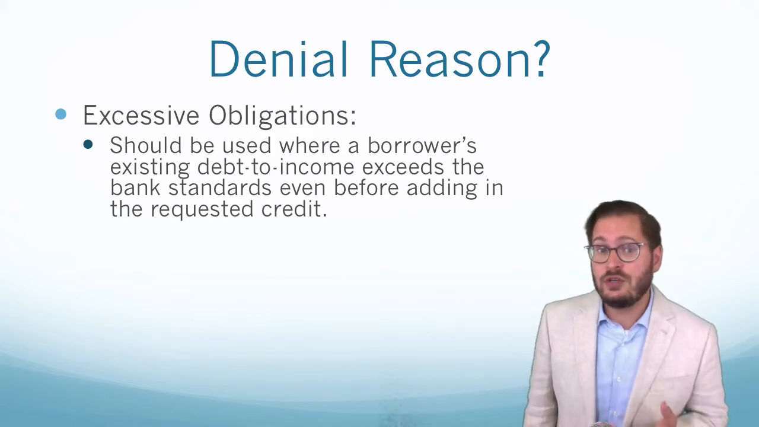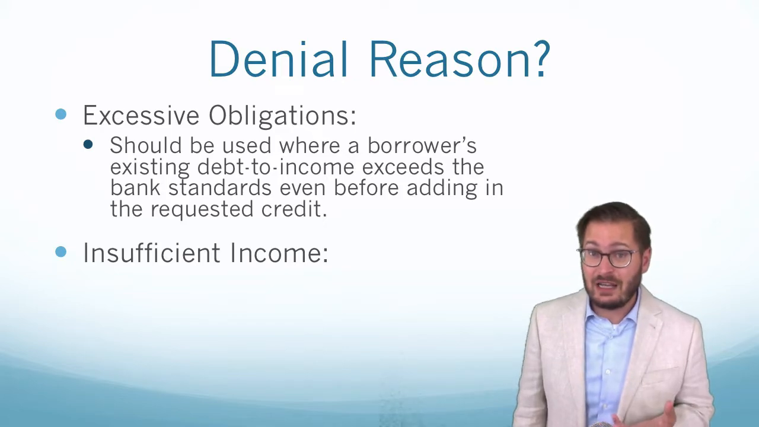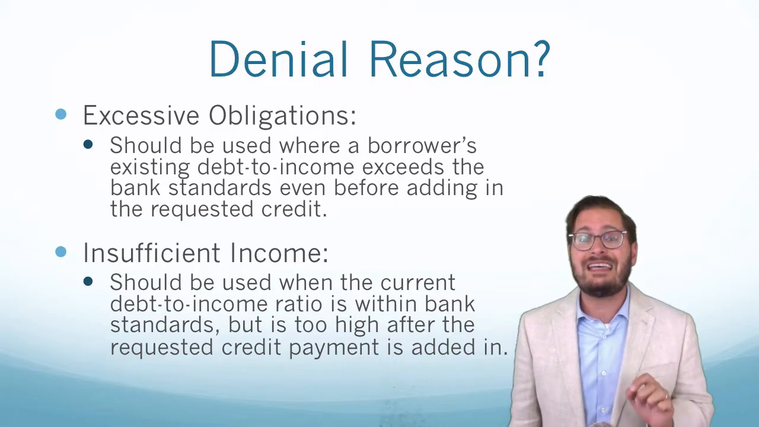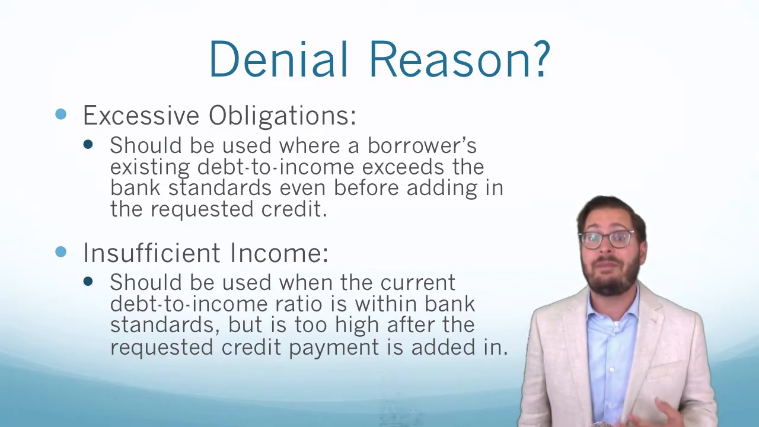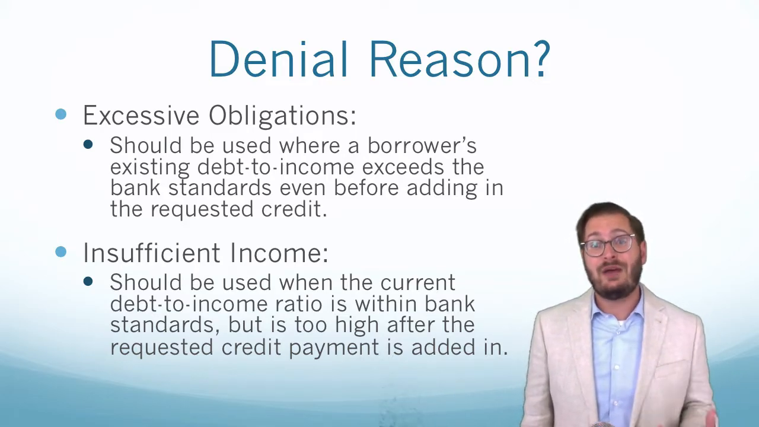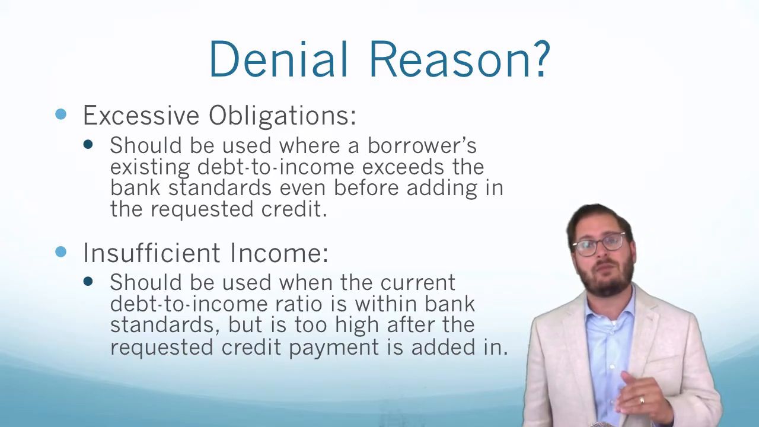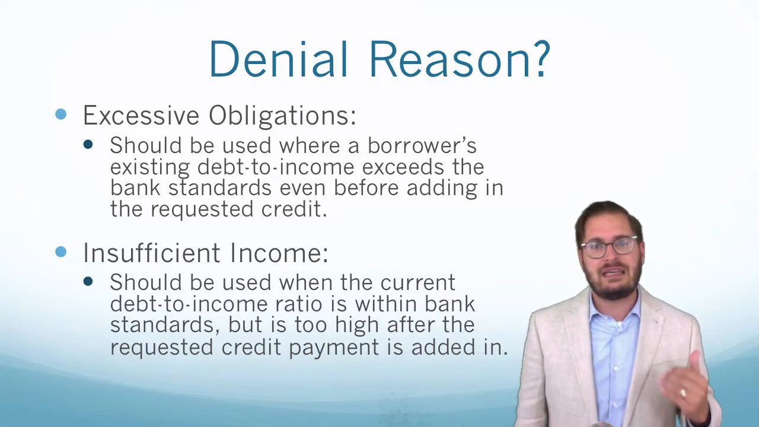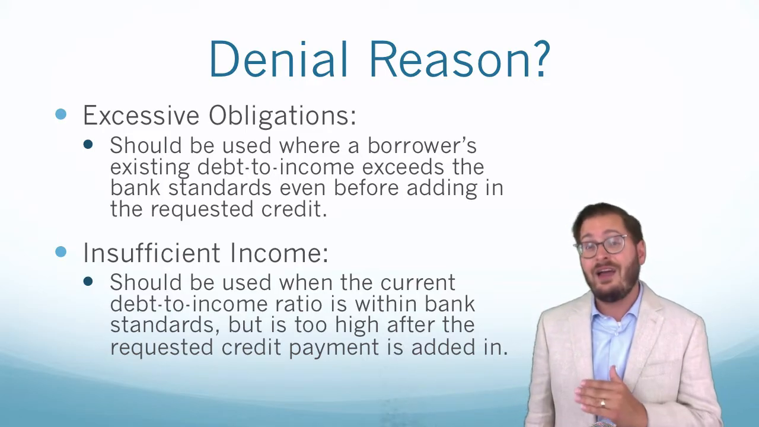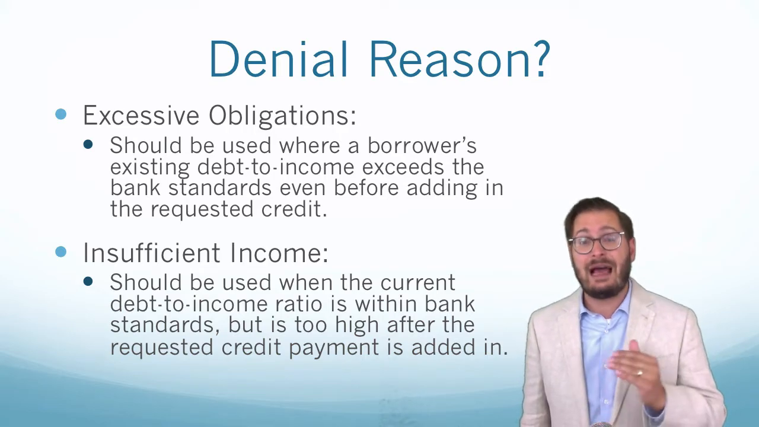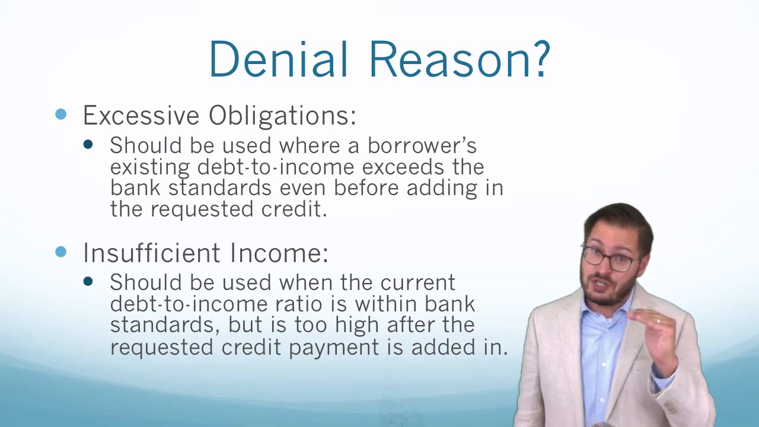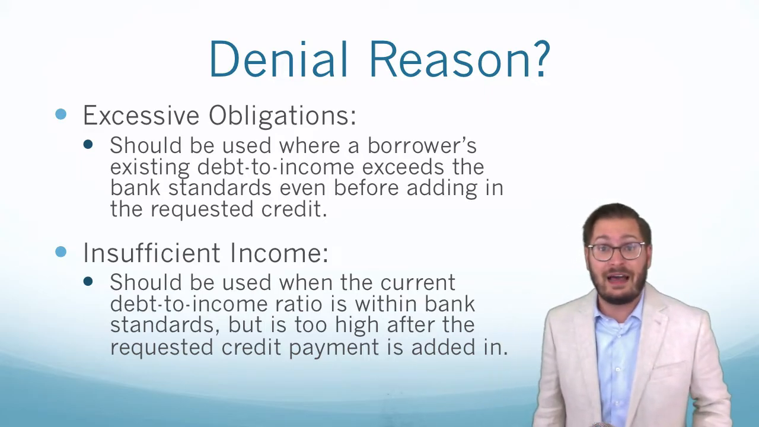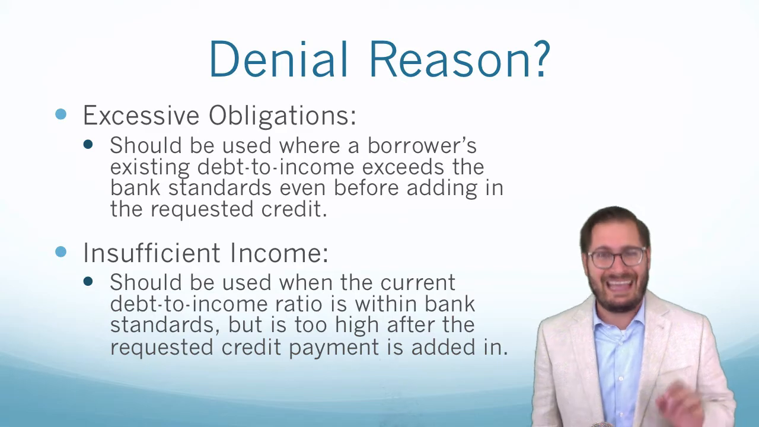Now, when would you use insufficient income? Well, insufficient income should be used, I believe, when the current debt to income ratio is within the bank's standards initially, but when you add in that proposed payment, the debt to income ratio becomes too high. So if your cutoff is 38% on your debt to income ratio and they start at 35, but when you add the proposed payment in, they're now not 35, not 38, which is your max, but 45, then you would use the denial reason of insufficient income.